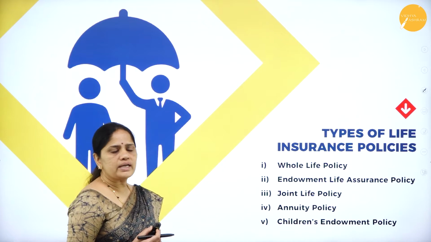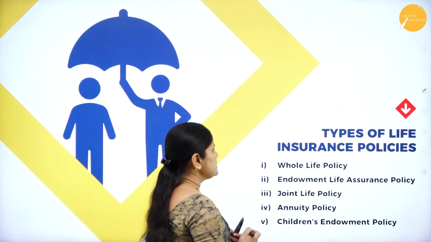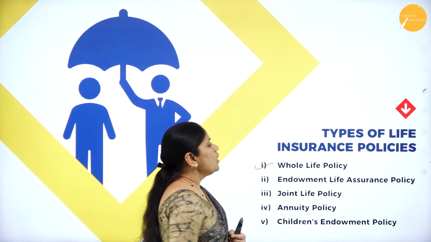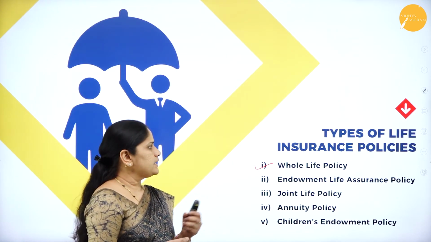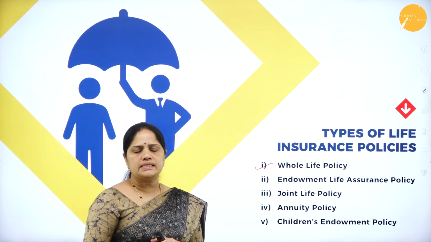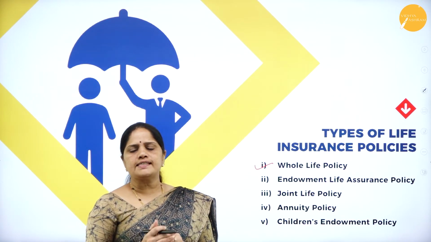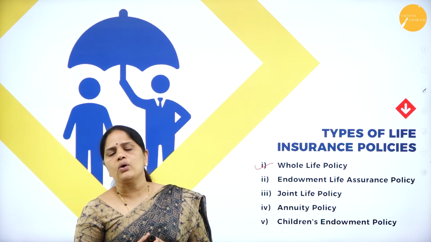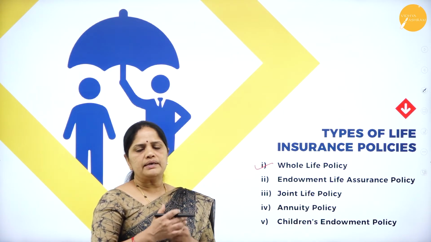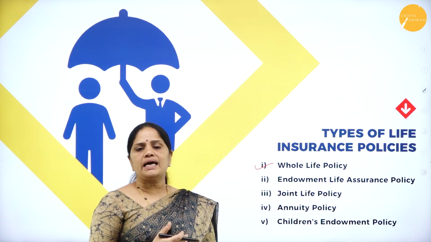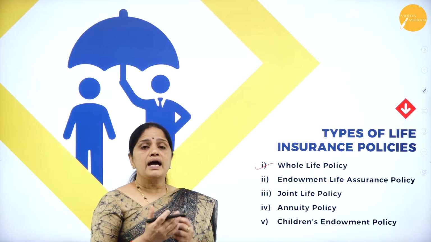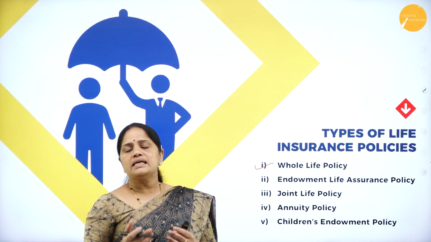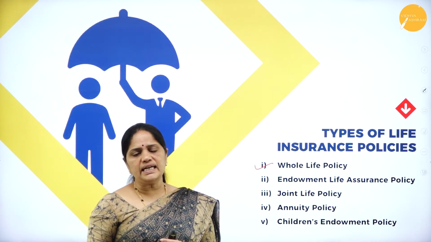Now let us have a look into the different types of life insurance policies. The first one is whole life policy. So this kind of insurance policy covers the entire life of the insured person, and then the compensation will be paid only at the death of the person. So the insured person will have to pay the premium to the LIC for a long period of 20 to 30 years, and after that also, if the person survives, he will not get any money, but his dependents will get the money only after he expires.